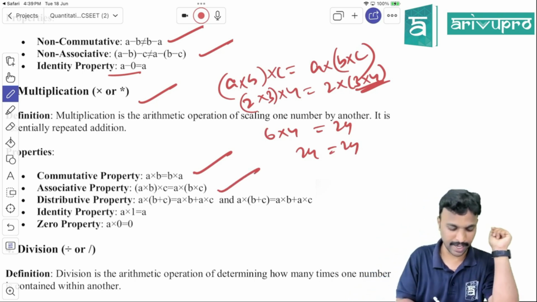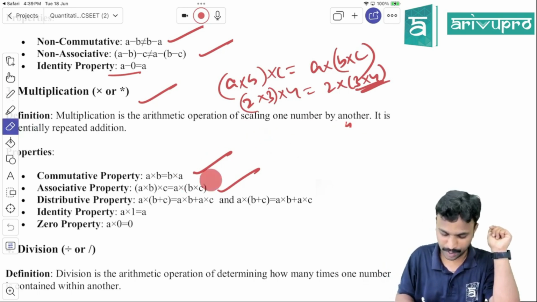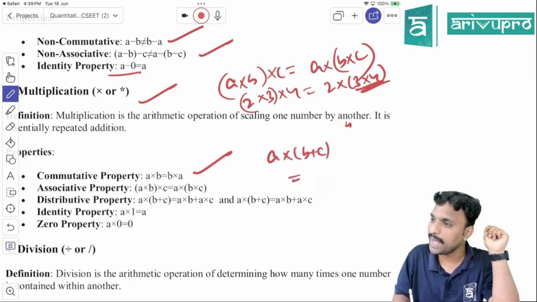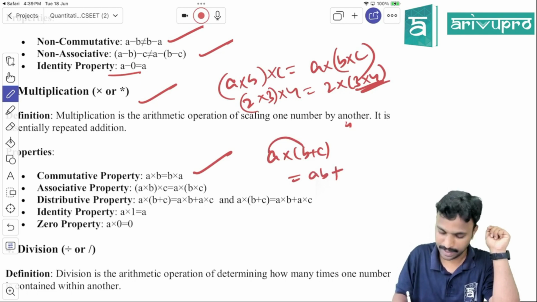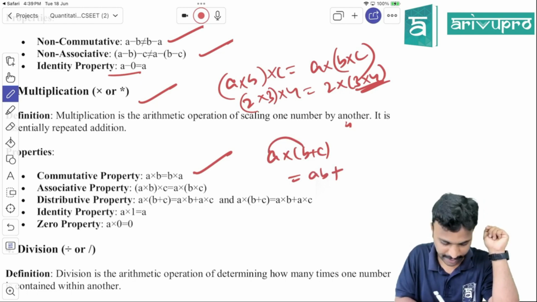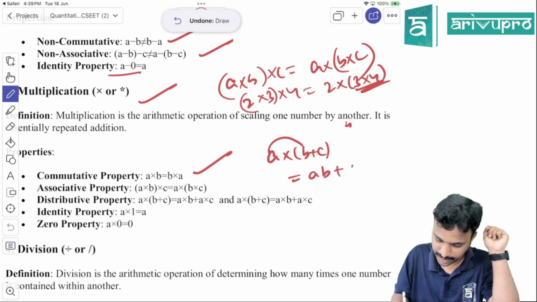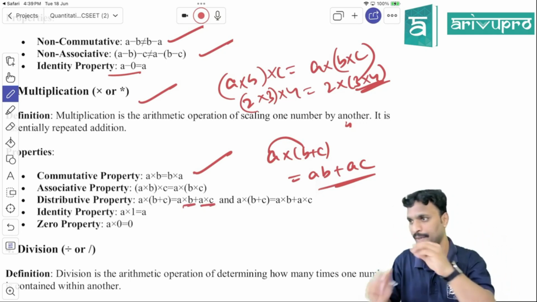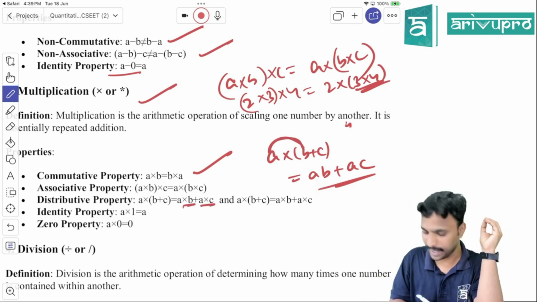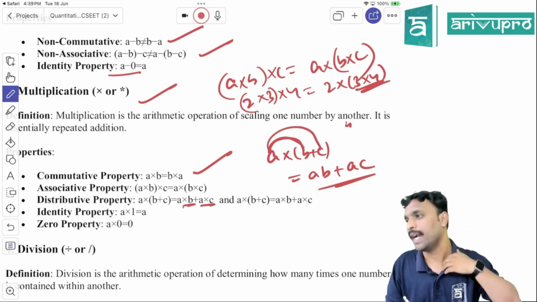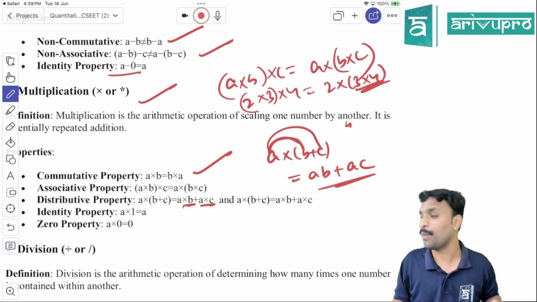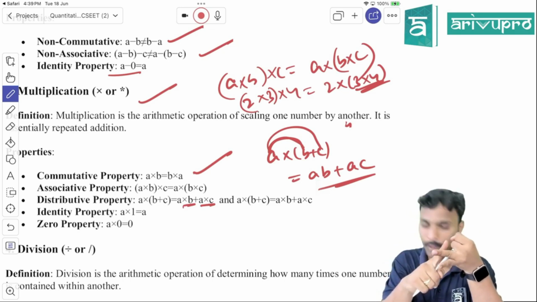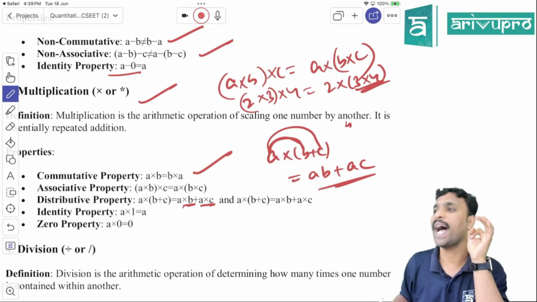Now there's one more thing called the distributive property. What is the distributive property? A into B plus C will be equal to A into B plus A into C. AB plus AC. That is the distributive property. Basically, you are distributing A with B and A with C. This is called the distributive property. This always holds for what? Multiplication. Commutative property holds. Associative property holds. Distributive property also holds. And identity property.